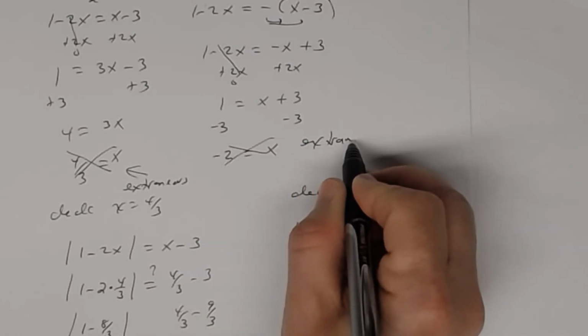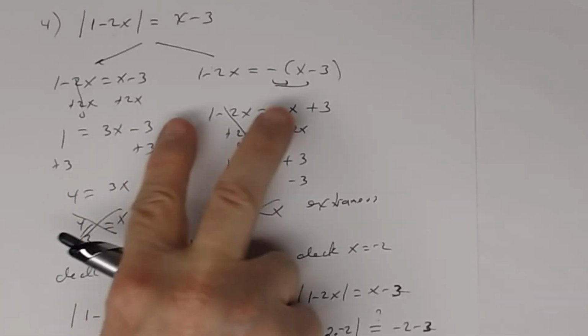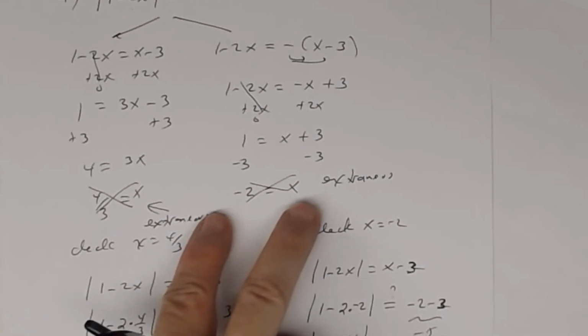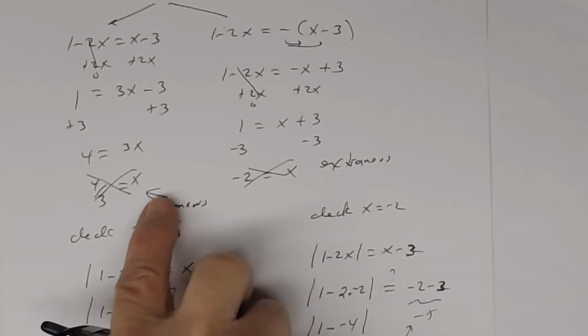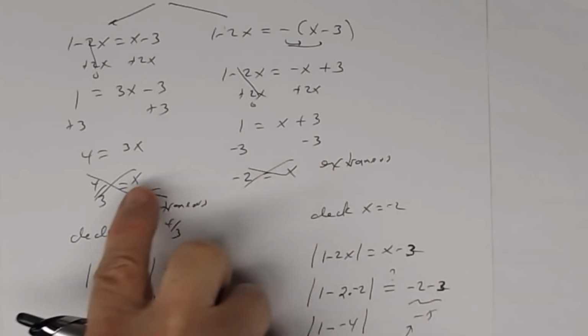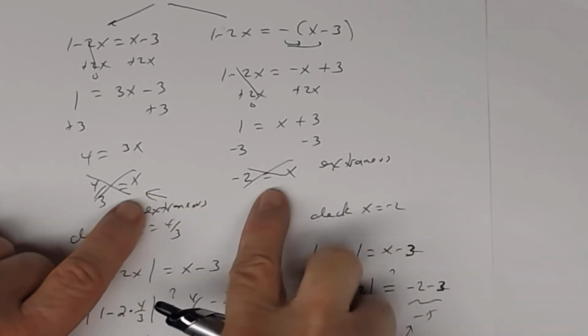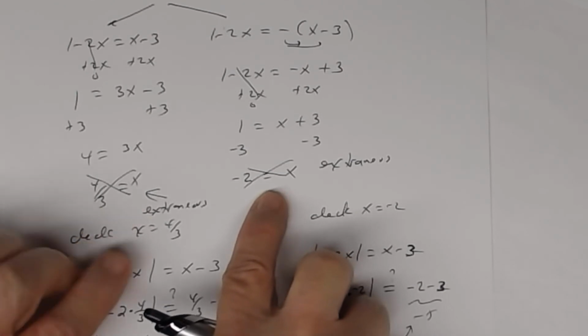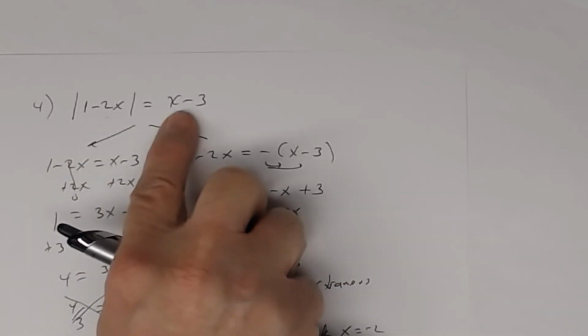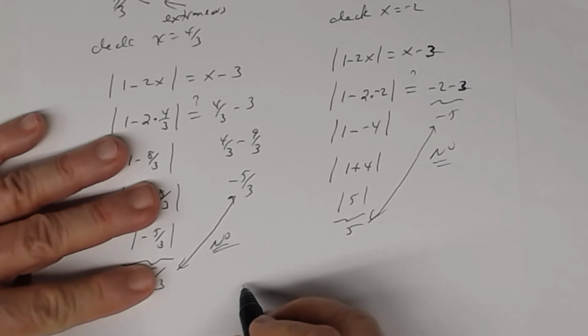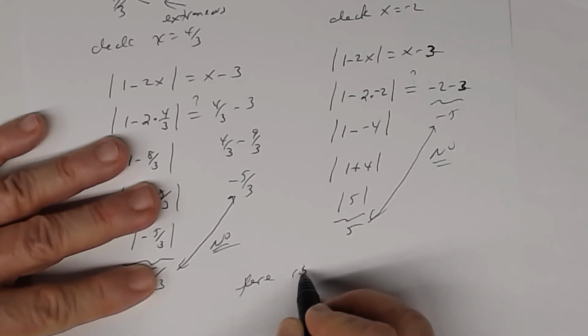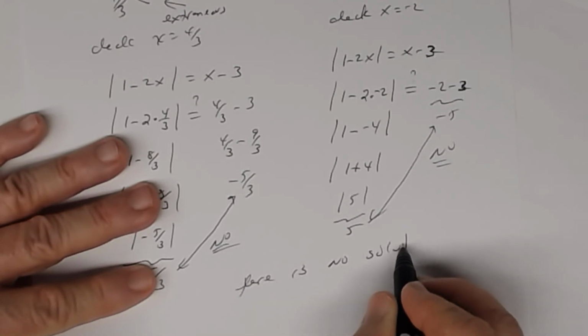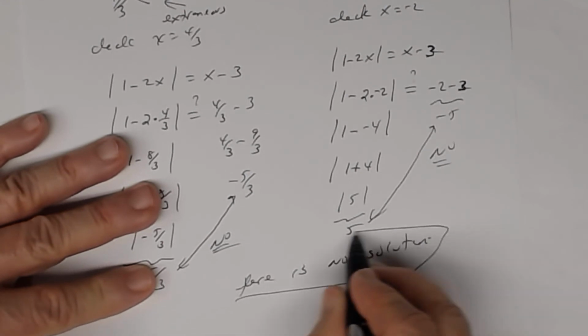So notice in both of those equations, these two proposed solutions, negative 2 and 4/3, both of those are not solutions to the original. So therefore, we're going to say there is no solution. All right, so you have to say no solution. And so that is the work.